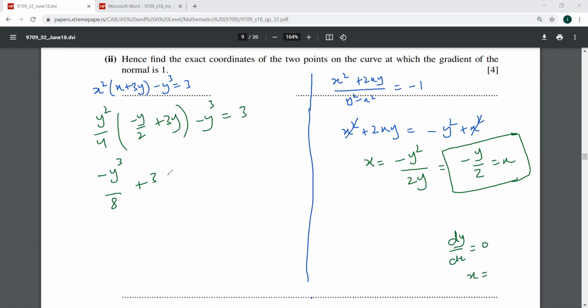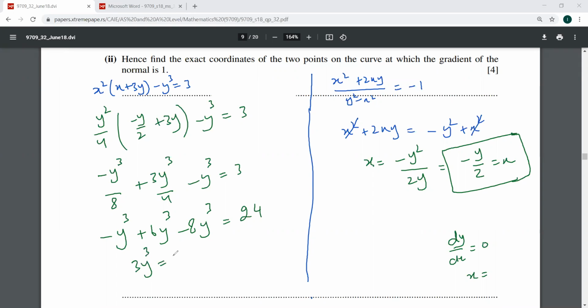Let's solve that quickly. This is minus y cube over 8. You have to be very patient here while solving this equation. 3y cube over 4 minus y cube is equal to 3. I'll be multiplying the whole equation by 8. So I have minus y cube plus 6y cube minus 8y cube is equal to 24. So this is going to be minus 9, and this is 3y cube, that is equal to 24.